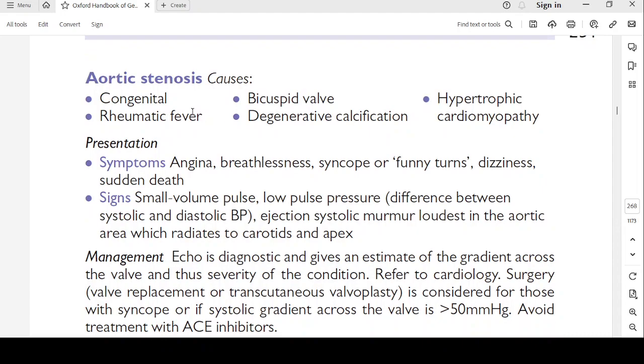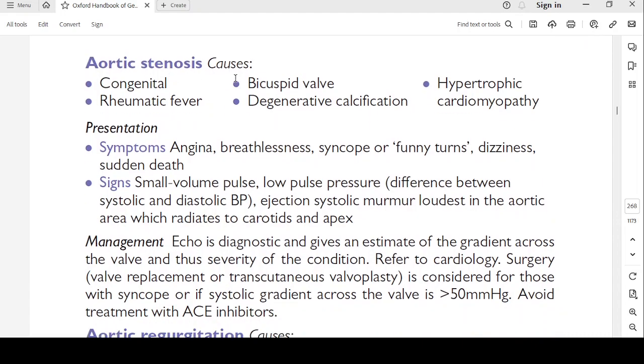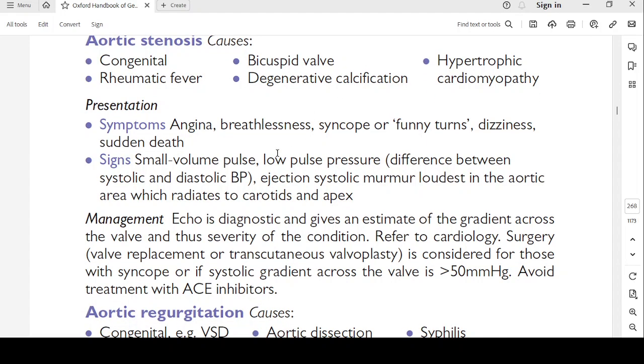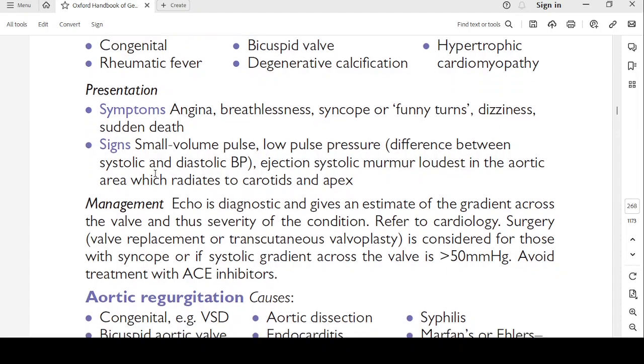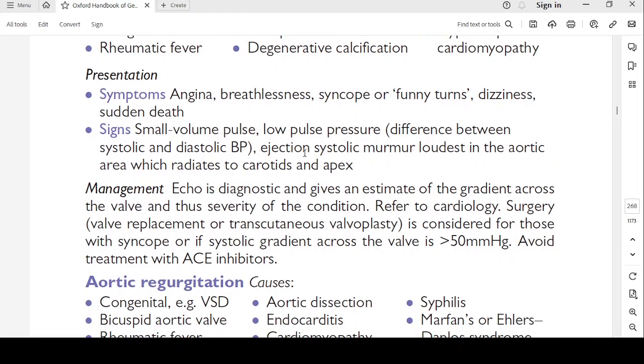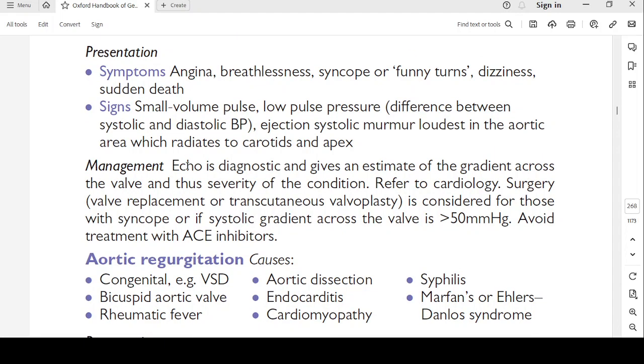Let us start reading. Aortic stenosis causes: congenital bicuspid valve, hypertrophic cardiomyopathy, rheumatic fever, degenerative calcification. Presentation is symptom: angina, breathlessness, syncope, funny turns, dizziness, sudden death. Signs: small volume pulse, low pulse pressure, that is the difference between the systolic and diastolic is low, ejection systolic murmur loudest in the aortic area which radiates to the carotids and the apex.